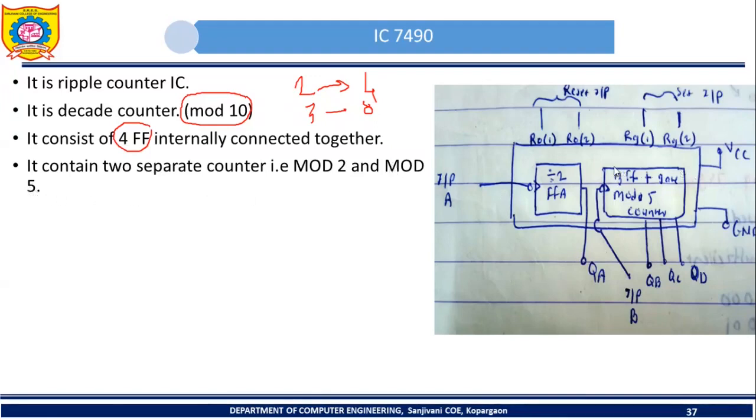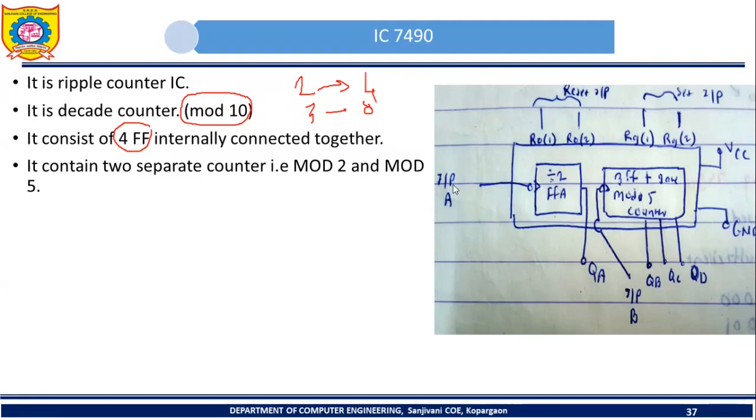So see the second box which is present in this block diagram, it corresponds to the mod 5 counter. In order to design this mod 5 counter internally, how many flip-flops have been used? 3 flip-flops and some gates. We are not interested in the internal architecture of this mod 5 counter. So just try to understand the block diagram of 7490. 7490 internally has these 2 separate counters. First one is mod 2 and second one is mod 5.